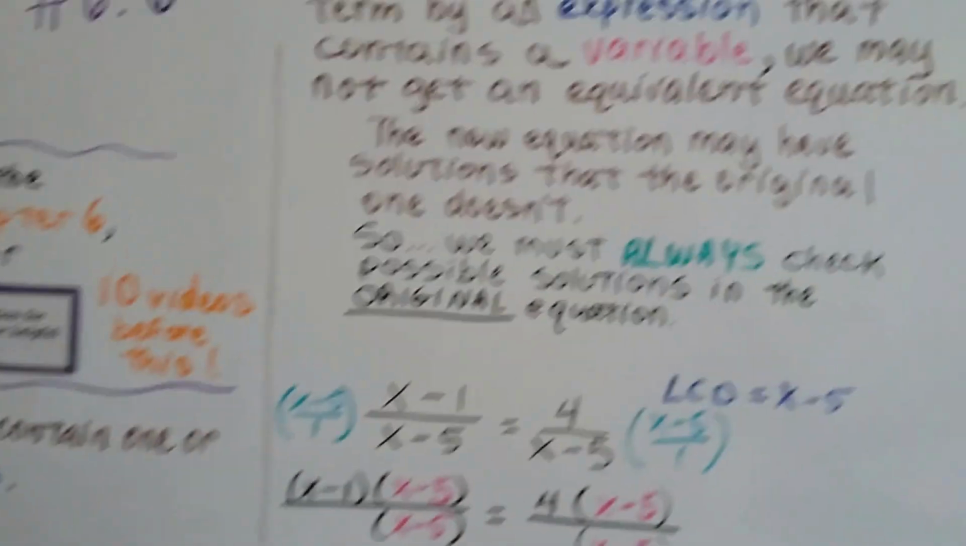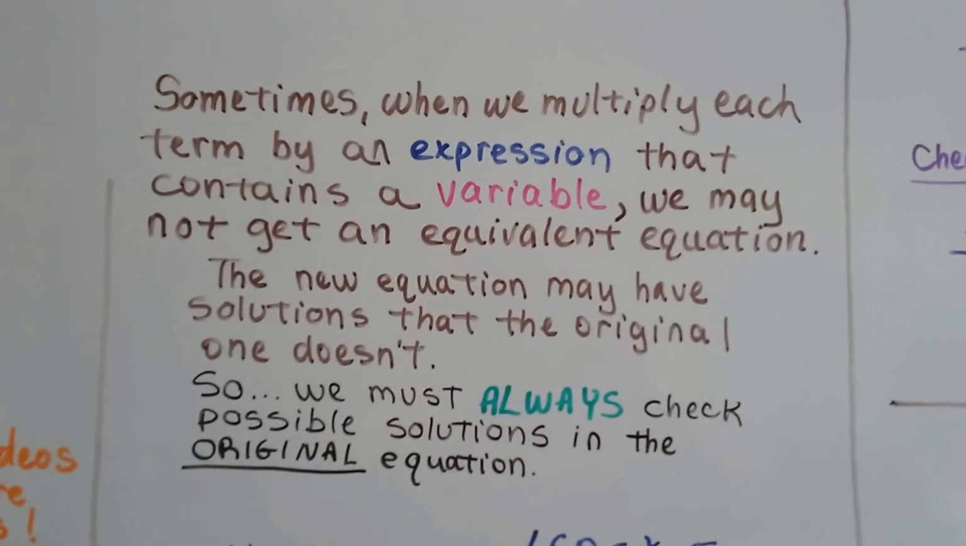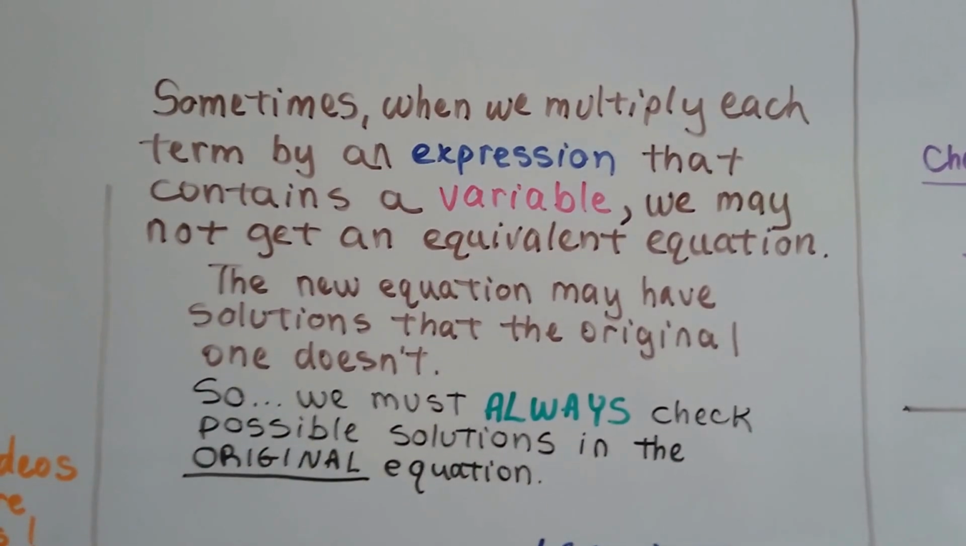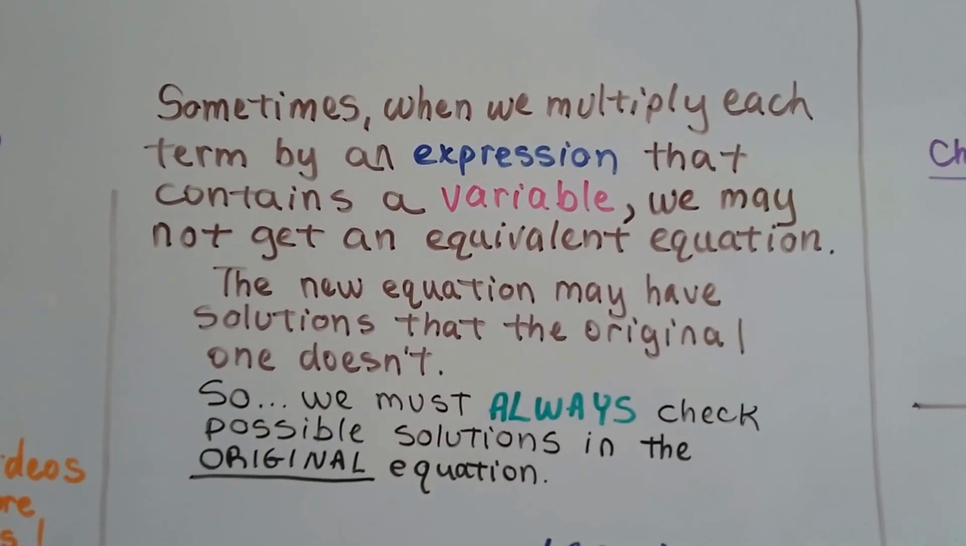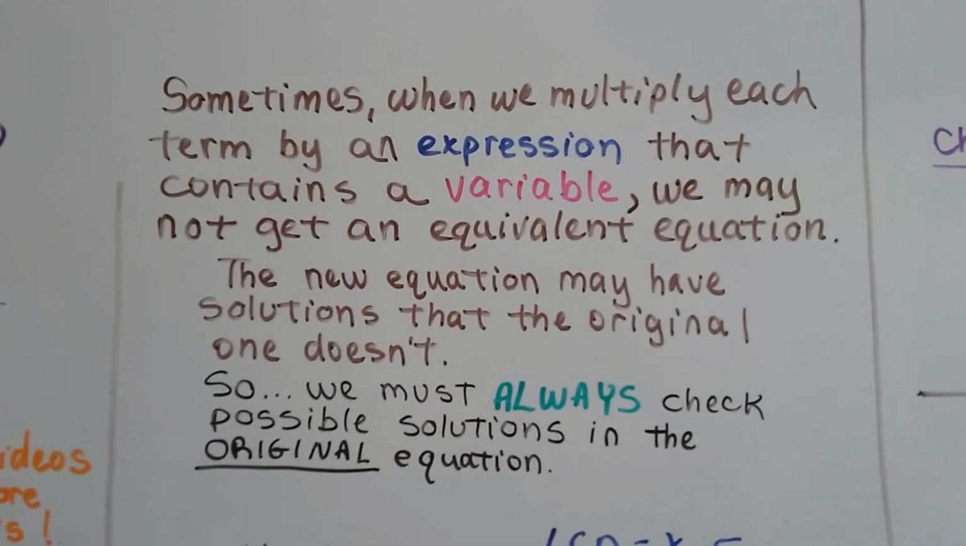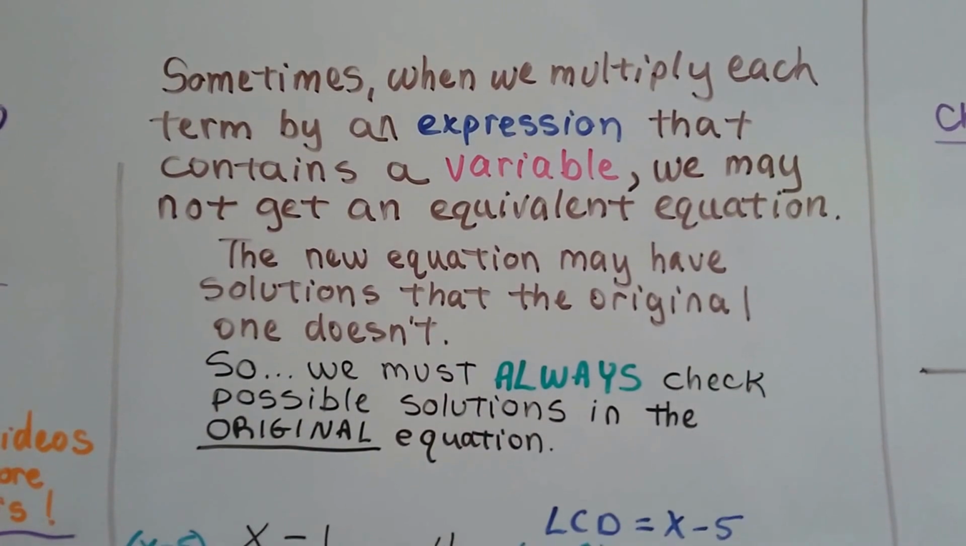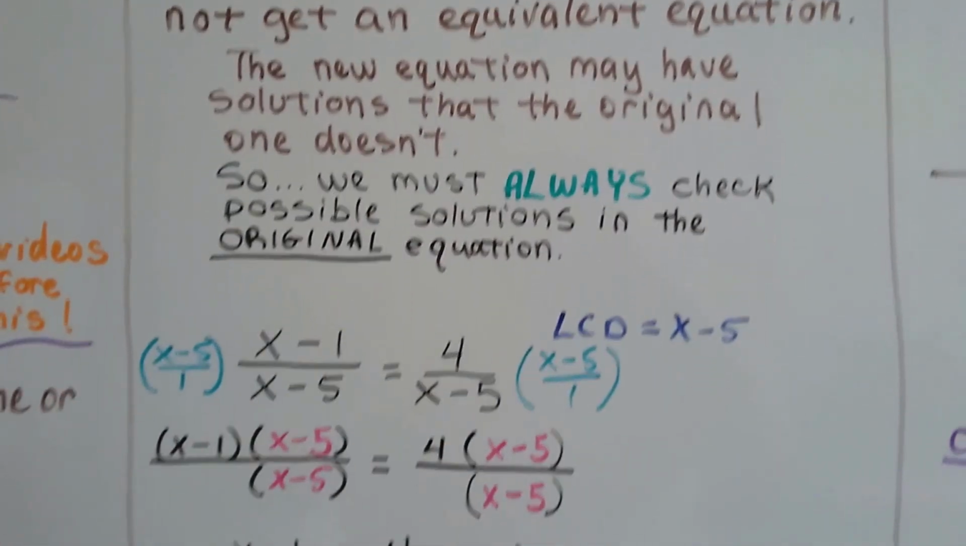But sometimes when we multiply each term by an expression that contains a variable, we may not get an equivalent equation, and the new equation may have solutions that the original one doesn't. So we must always check the possible solutions in the original equation.